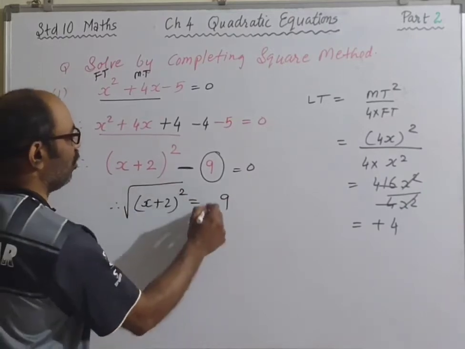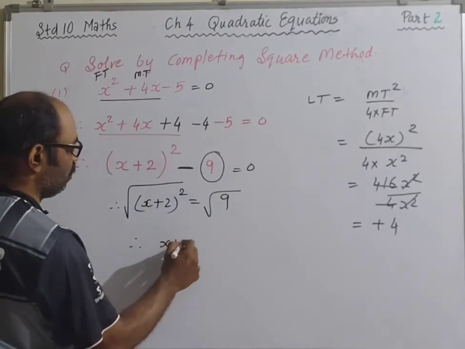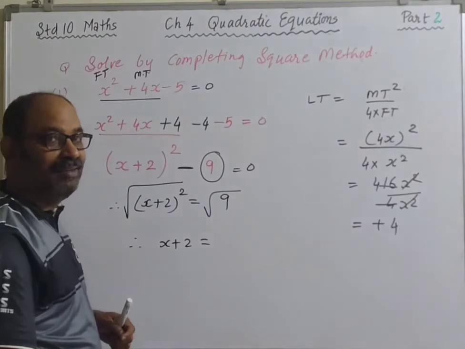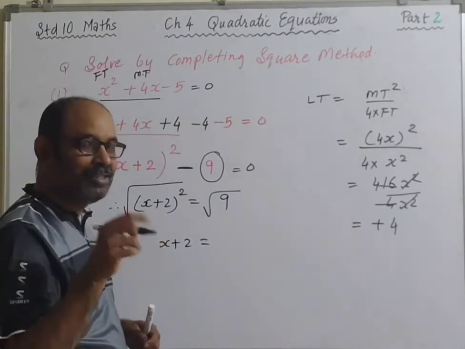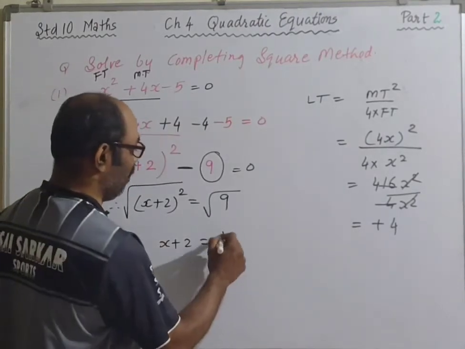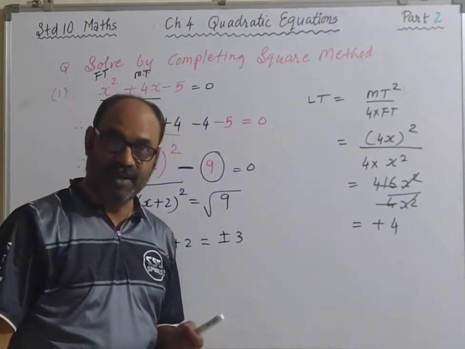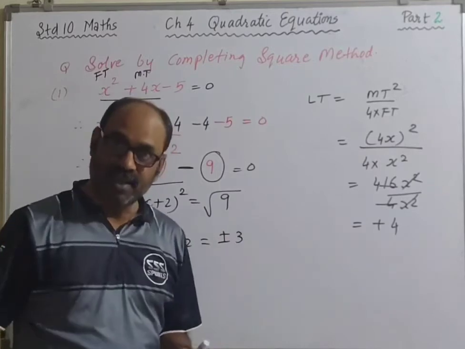Taking square root on both sides. Therefore, x plus 2 square root gone. That is equal to, what is square root of 9? 3. Yes, but here you have to take plus or minus 3. Yes, square root of 9 can be plus 3 or minus 3. So here you have to consider that.